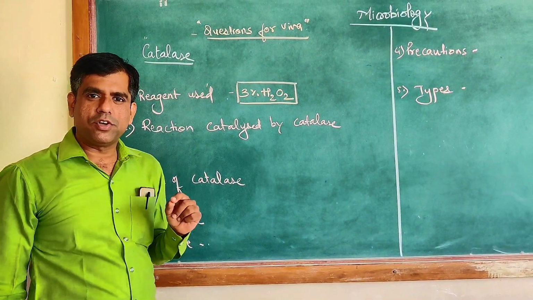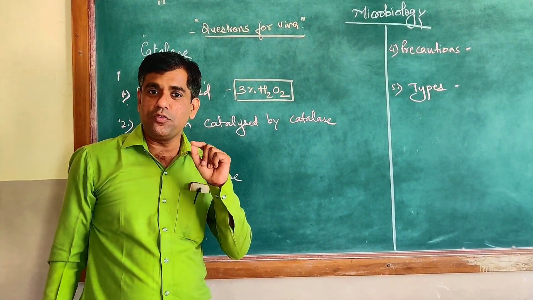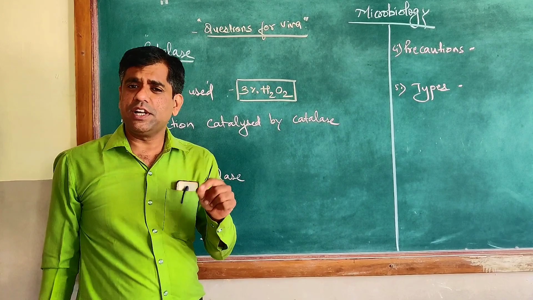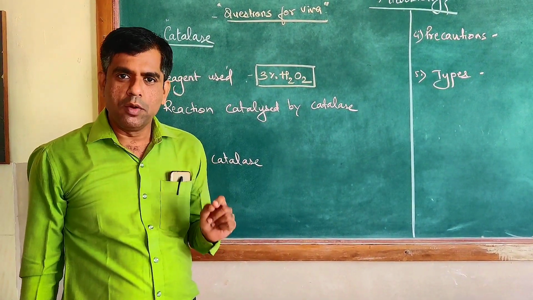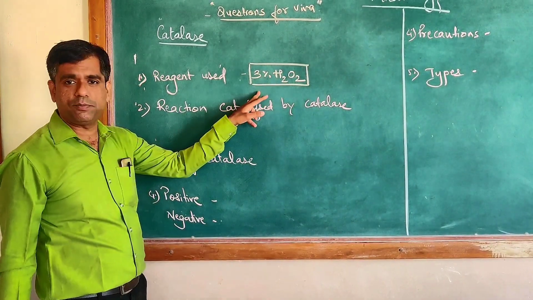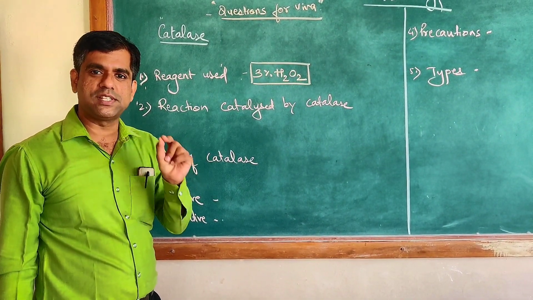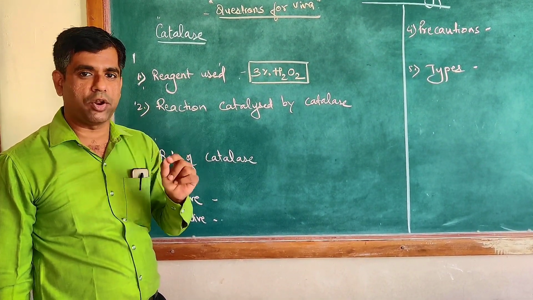But remember, for certain anaerobes, it is around 15% of H2O2. For certain organisms like Neisseria, it may be 30% of H2O2. But most commonly, we use 3% of your H2O2, 3% solution of hydrogen peroxide.